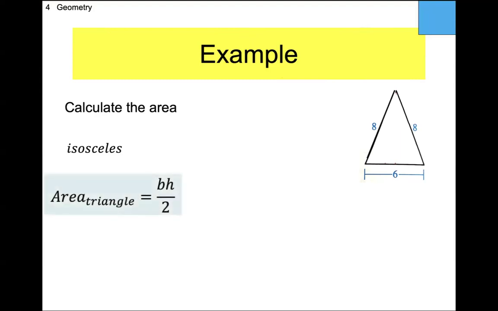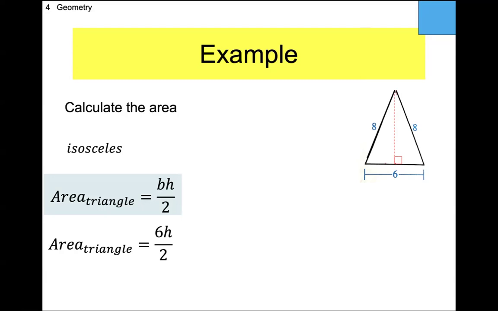We know that area of a triangle is base times height divided by 2. I know the base is 6, so 6 divided by 2 is 3, so 3 times h. I just don't know what the h is. So if I drop a perpendicular down from the vertex, that would be my height. And let's see if we can figure what that is.